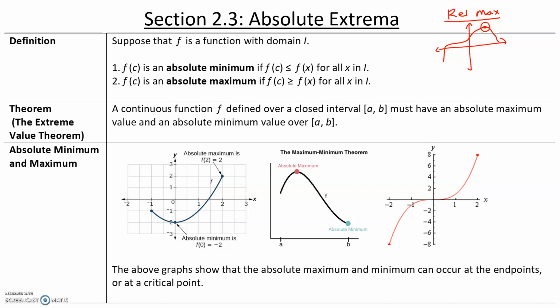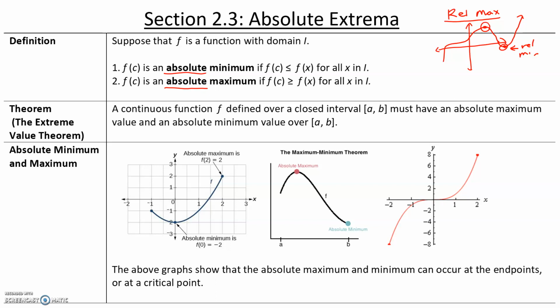Same thing for a relative minimum. If we have a function that looks like this, then this will be a relative minimum because around its neighbors, it's the lowest point. Now, the word absolute means that in whatever specified interval we're looking at, it is the absolute, not relative, tallest, the highest, or the lowest point in that interval.